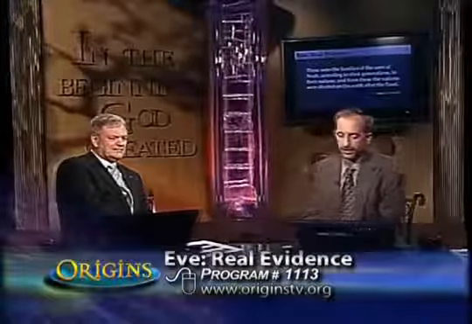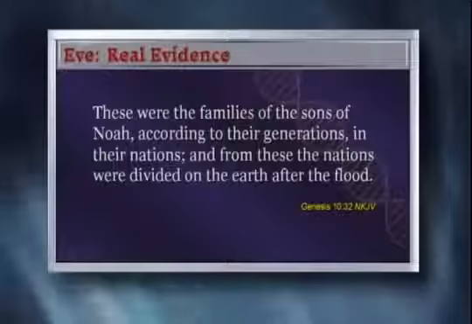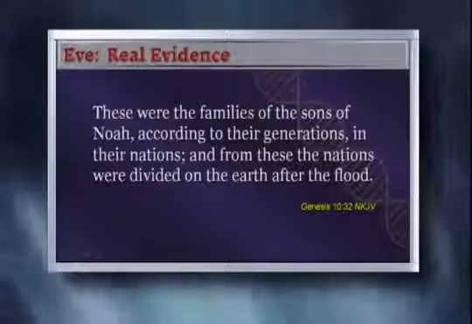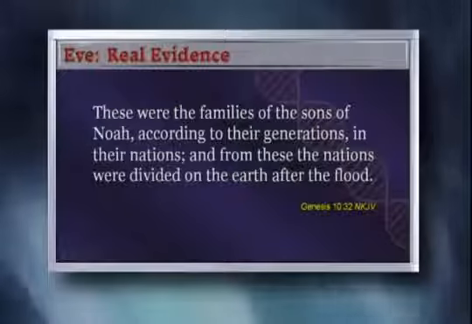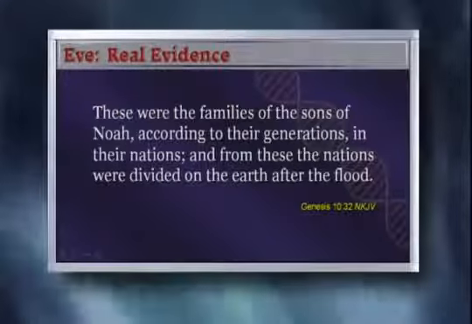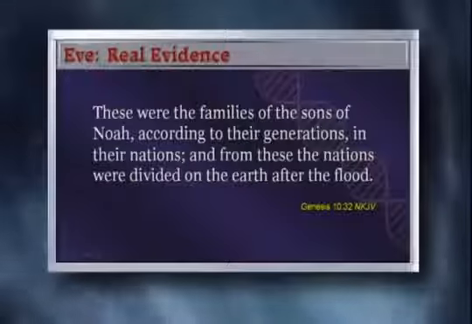Now, Genesis chapter 10 says something really interesting. It says, "These were the families of the sons of Noah according to their generations, in their nations, and from these the nations were divided on earth after the flood." I believe that that verse right there is actually the key to understanding modern genetics. Here's why.